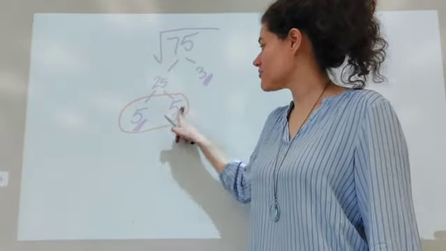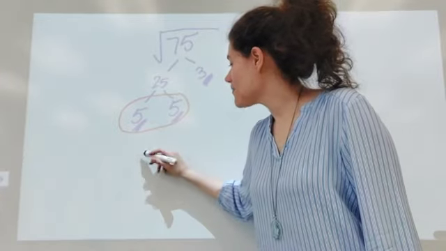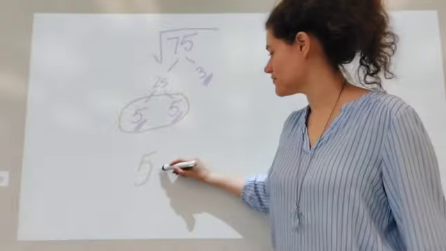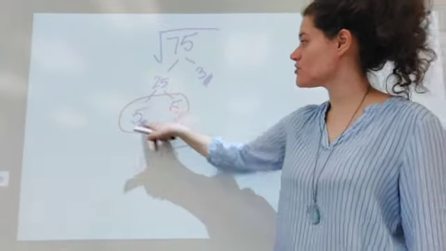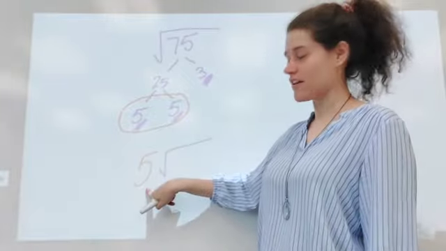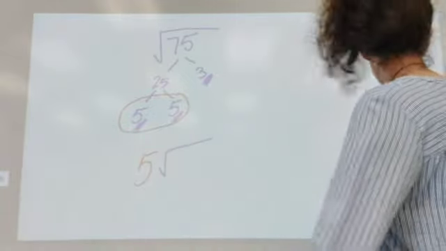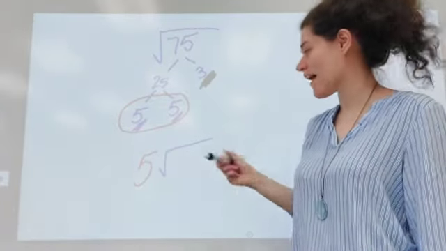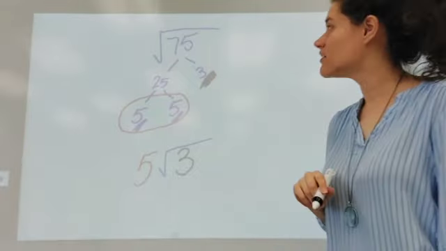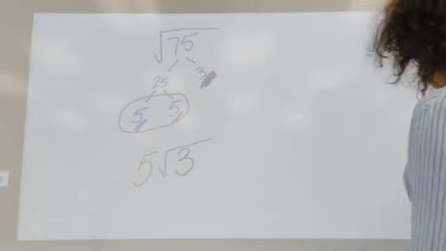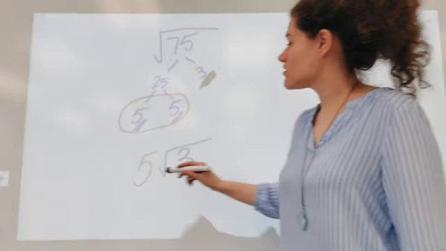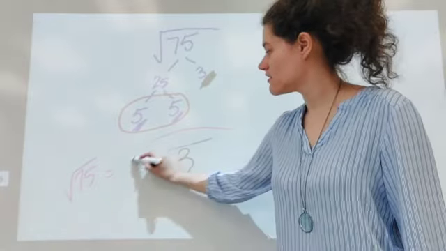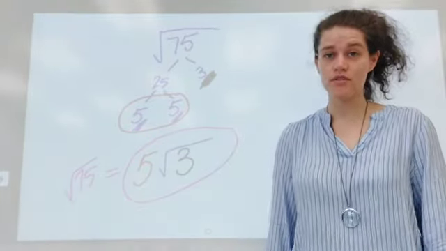This group of 5 here, because I have 2 of them, that means I can take a 5 on the outside of my radical here. So these two 5s become a 5 on the outside because I can make 2 of them. And then this 3 right here, since it doesn't have a match, is going to stay on the inside of the radical. So then that tells us that the square root of 75 simplifies to 5 square root of 3.